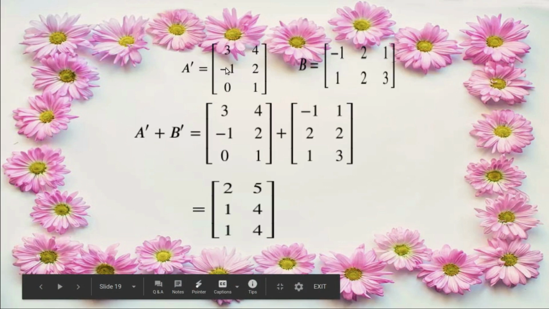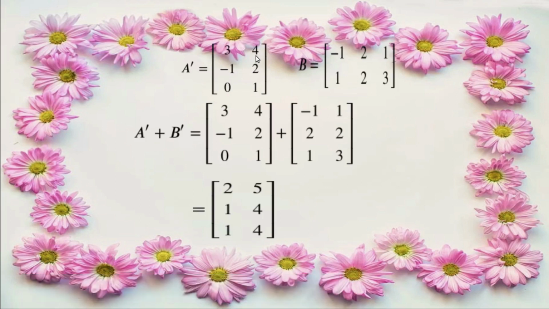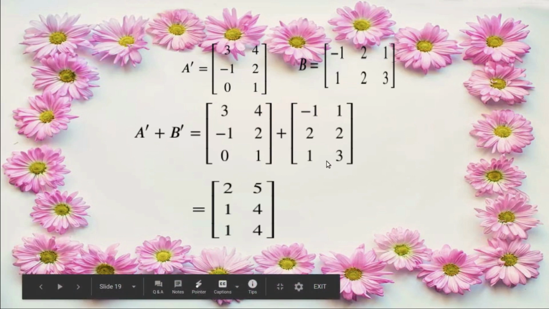Now given matrix A transpose is matrix 3, 4, minus 1, 2, 0, 1, and B is matrix minus 1, 2, 1, 1, 2, 3. So A transpose plus B transpose, where transpose of B is: first column is minus 1, 2, 1, second column is 1, 2, 3. Now adding these two: 3 plus minus 1 is 2, 4 plus 1 is 5, minus 1 plus 2 is 1, 2 plus 2 is 4, 0 plus 1 is 1, 1 plus 3 is 4.